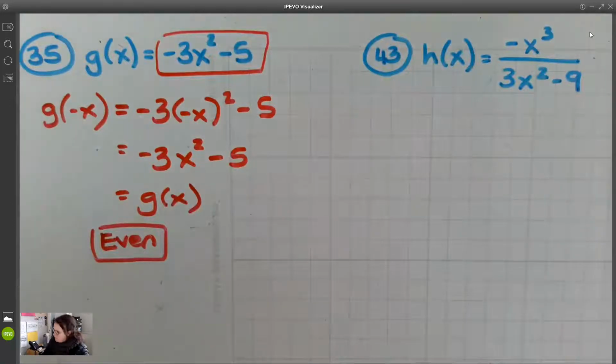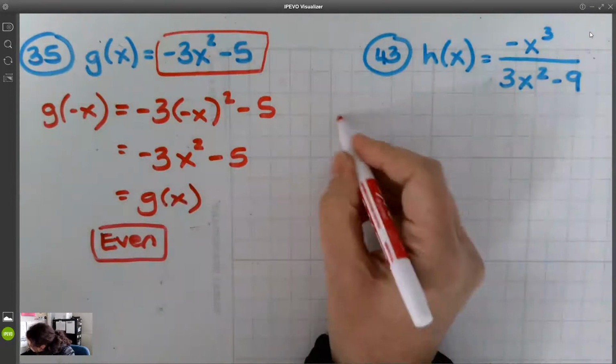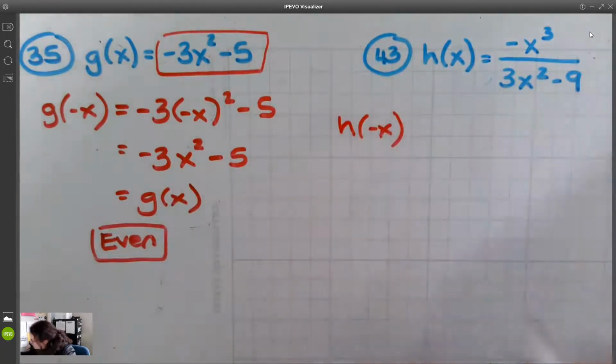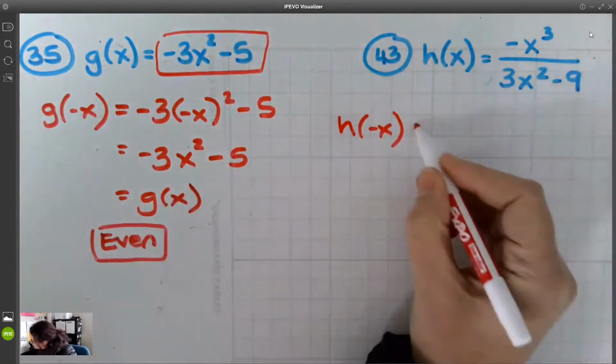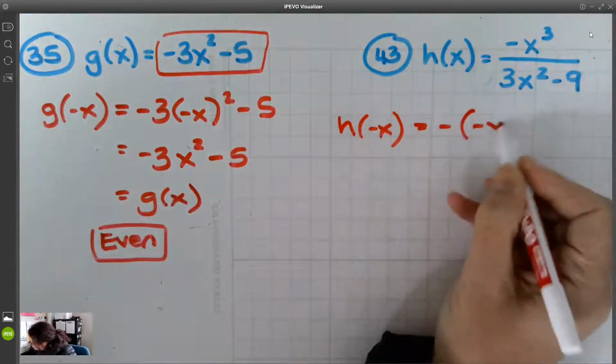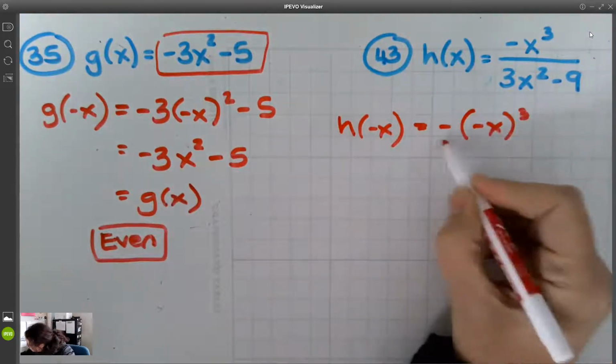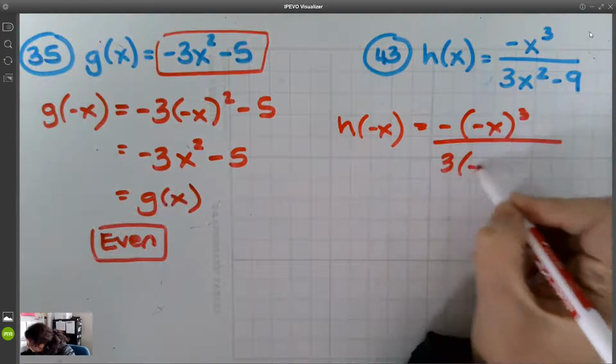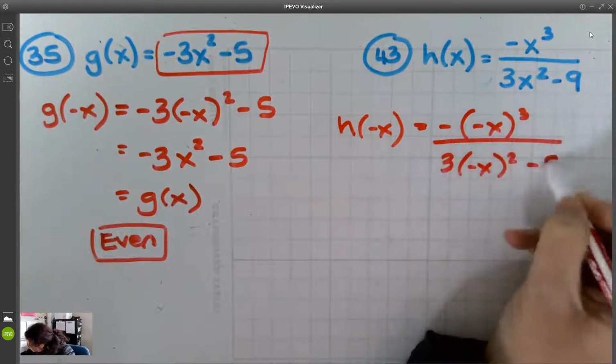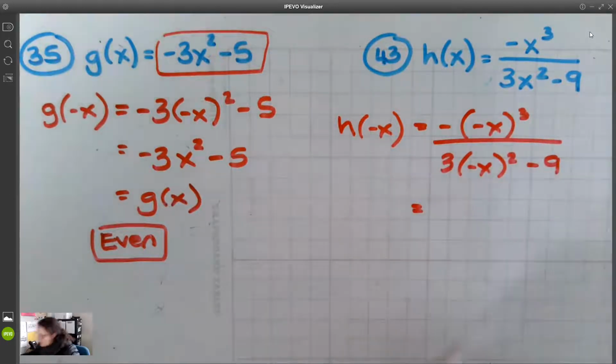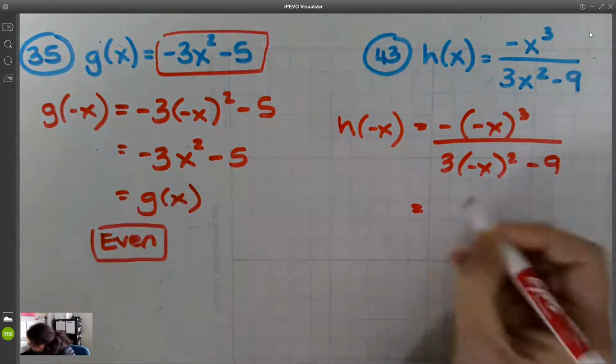Let's take a look at the next one. If we do the same thing, I'm going to now take this function and substitute, instead of x, a negative x. So everywhere where there's an x, I'm just replacing that with a negative x. Now I'm going to try and simplify that.